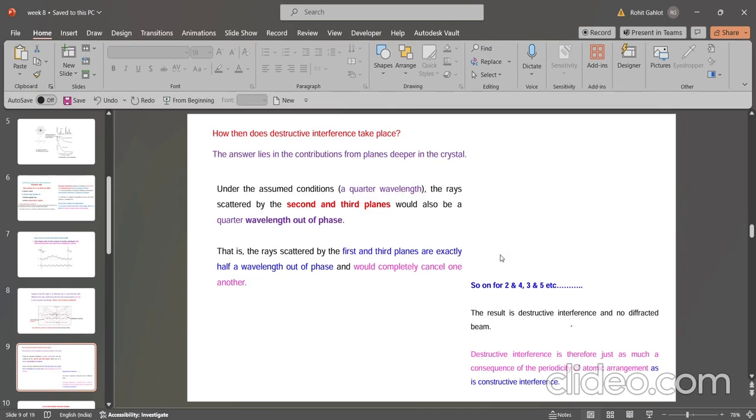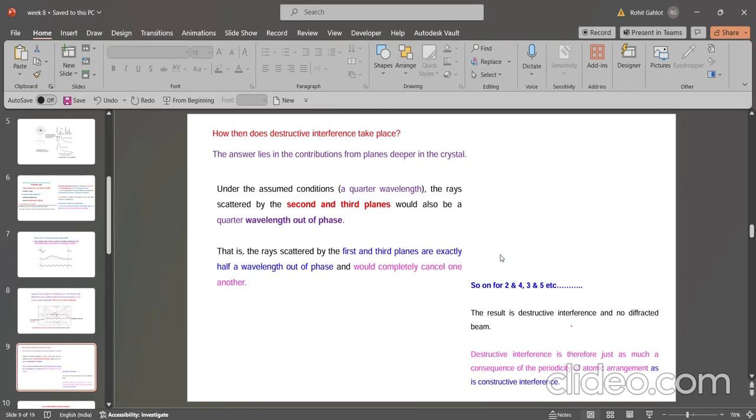The answer lies in the contribution from the planes deeper in the crystal. Under the assumed condition of a quarter wavelength, the rays scattered by the second and the third planes would also be a quarter wavelength out of phase. So the rays scattered by the first and the third planes are exactly half a wavelength out of phase and would completely cancel each other.